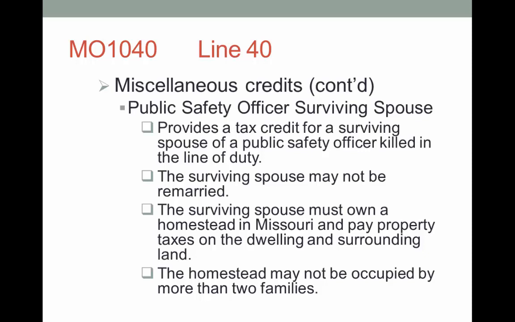The public safety officer has to have been killed in the line of duty. The spouse cannot be remarried at the time that the tax year ends. The surviving spouse has to own a homestead in Missouri and pay property taxes on the dwelling, and the homestead can't be occupied by more than 2 families. And if the person meets all of these criteria, then they can get a credit on their taxes of up to the amount of tax that they have paid on their homestead. Now we're going to go into examples of specific things that I have mentioned that we need to do calculations on and be familiar with.